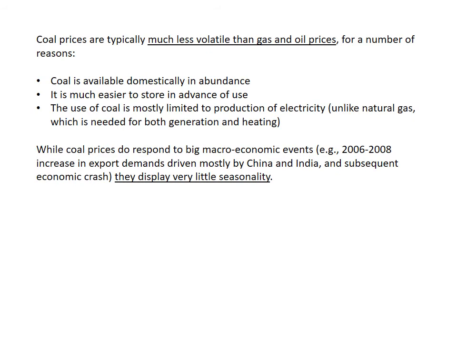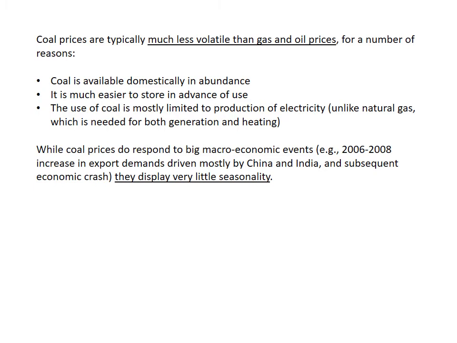So the main reason coal prices are less volatile is because, at least domestically, historically, we've had a much greater abundance of coal. You can also, and this is a really big one in terms of dampening a lot of fluctuations in fuel prices, it's really easy to store in advance of use. So you can mine the coal, process it for later use at an electric power plant, and then store great amounts of it on site. Whereas for a natural gas plant, that's much harder to do.